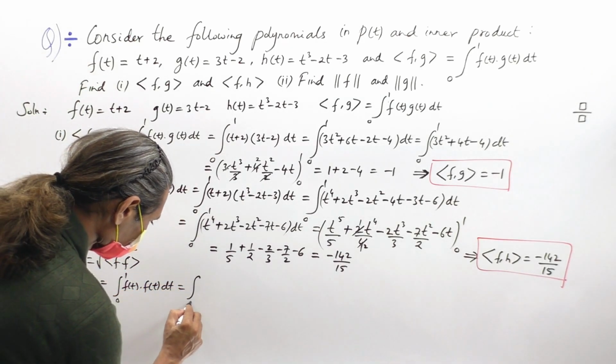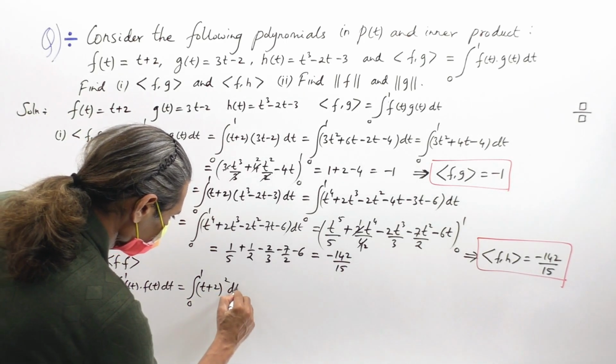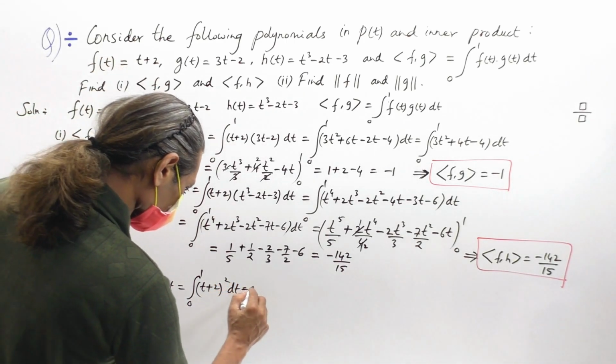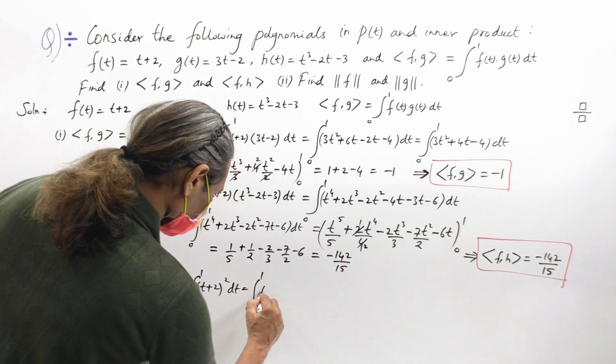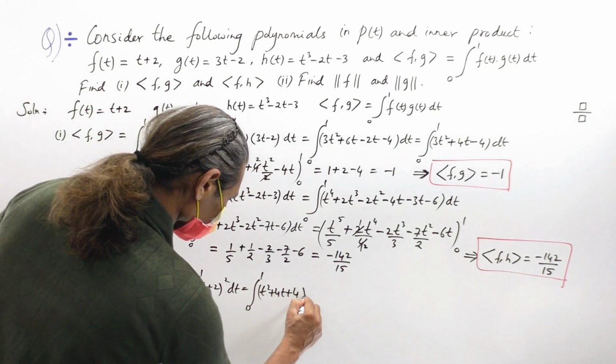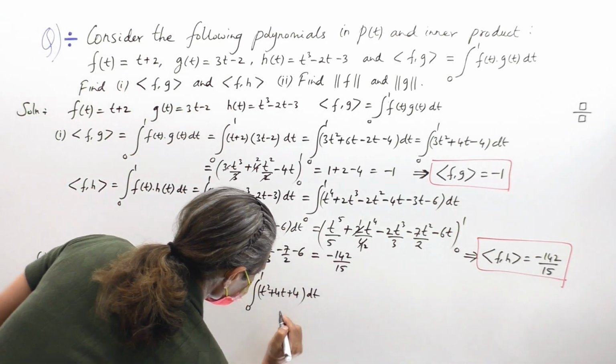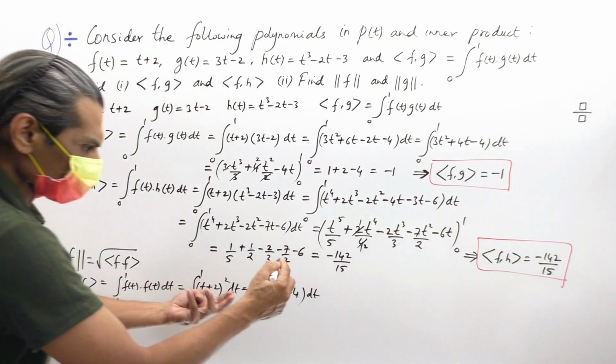So this will be directly the integral from 0 to 1 of (t plus 2) the whole square dt. That will be, again, we can write the integration from 0 to 1 of t square plus 4t plus 4 dt. Right, so let's integrate this now.